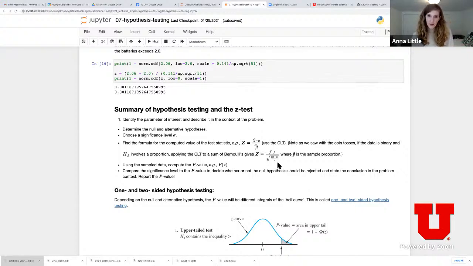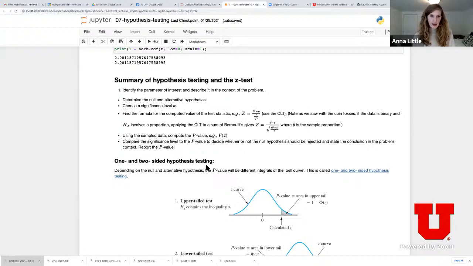I just thought I'd write it out there so you can kind of see. Yeah, I mean, you can compute it from scratch too, but that's basically what you get when you apply it to the Bernoullis. Okay, so using the sample data, you compute your p-value, and then you compare your significance level to the p-value to decide whether or not the null hypothesis should be rejected.